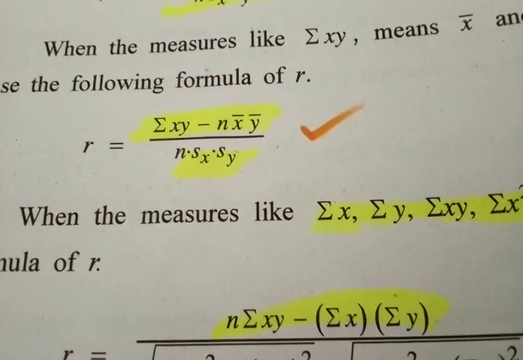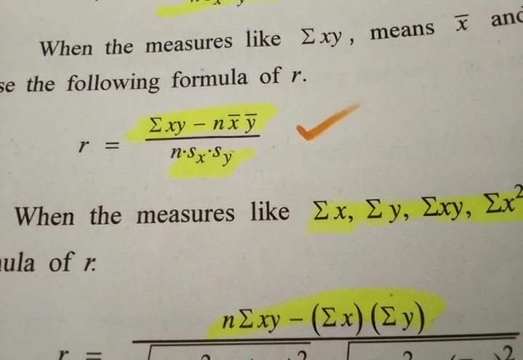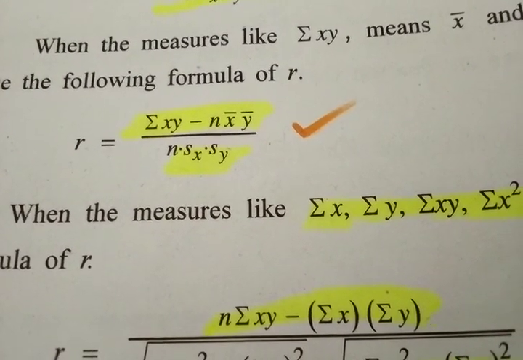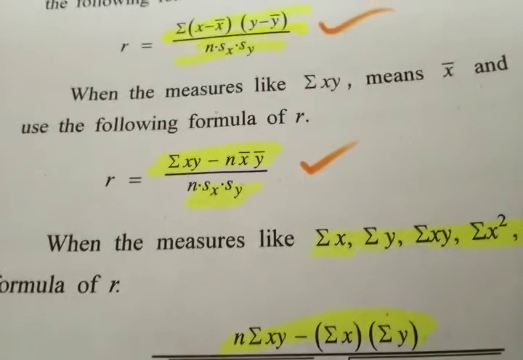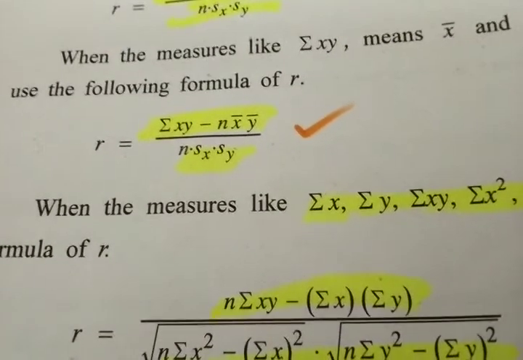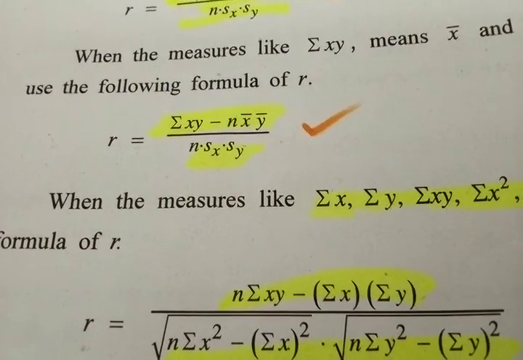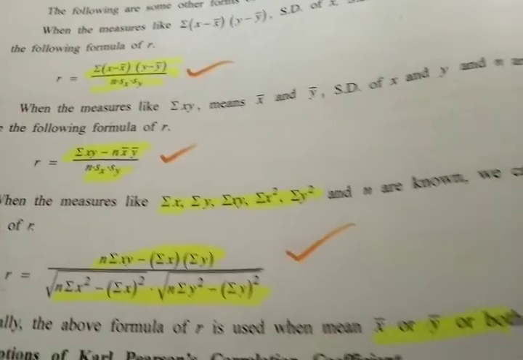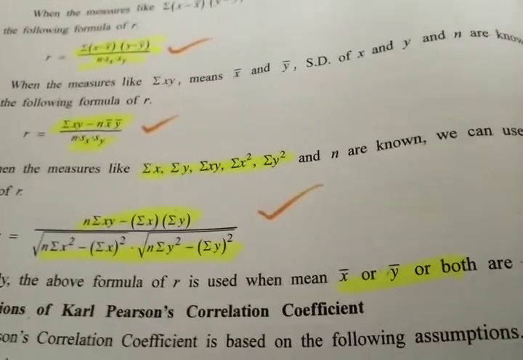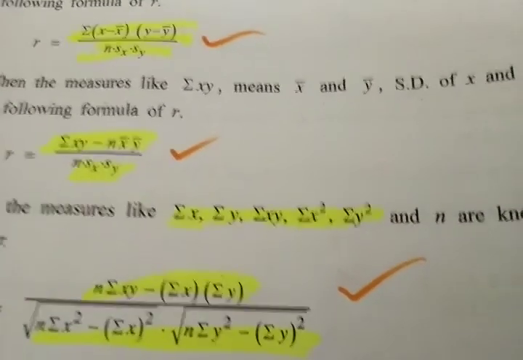Now r is also equal to sigma xy minus n x bar y bar upon n into sx into sy, where the means are available to us. X bar and y bar are available. We will apply this formula.